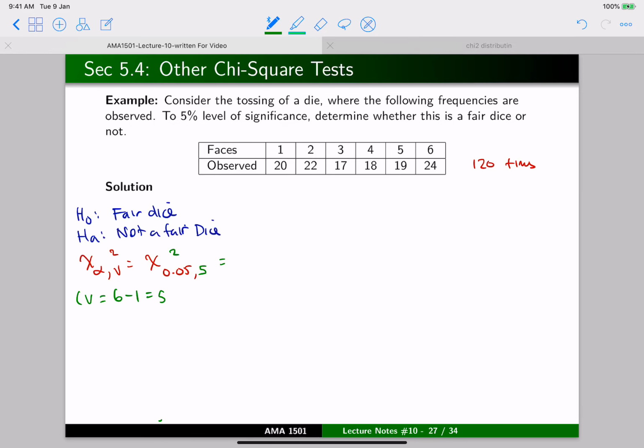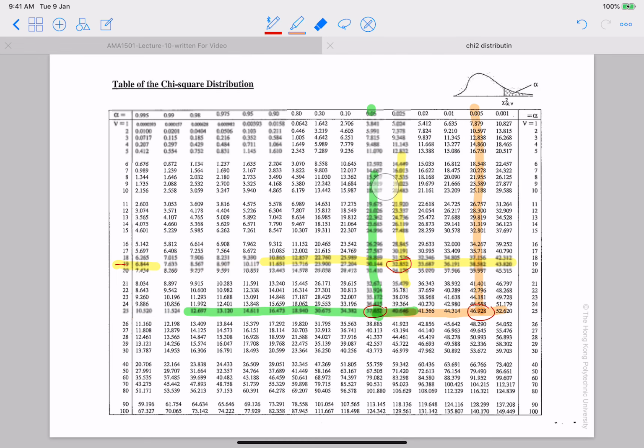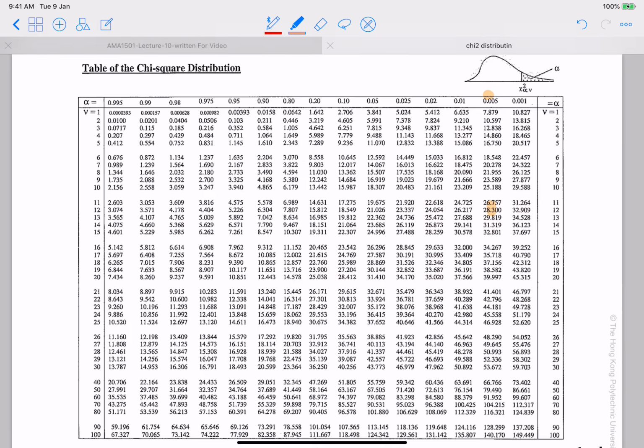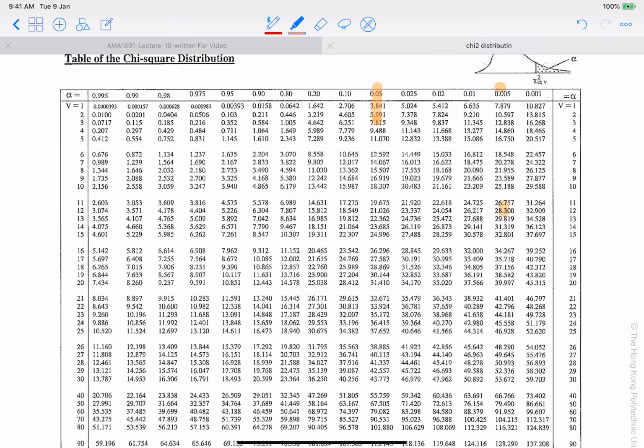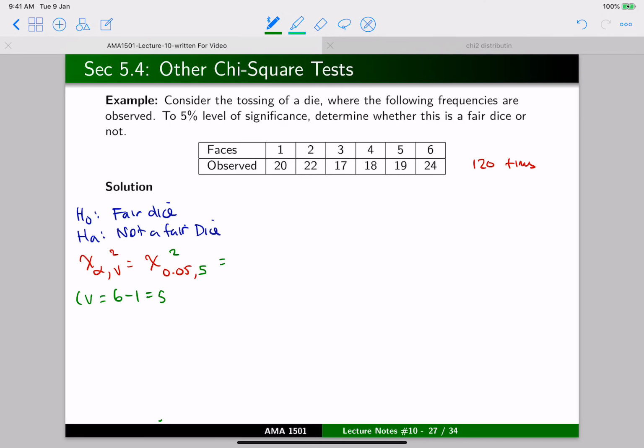So let's look at our chi-square distribution table. Let's clean it up a bit. We're looking for 0.05 and 5 degrees of freedom. So we'll go here. It's 11.070. Okay, 11.070.